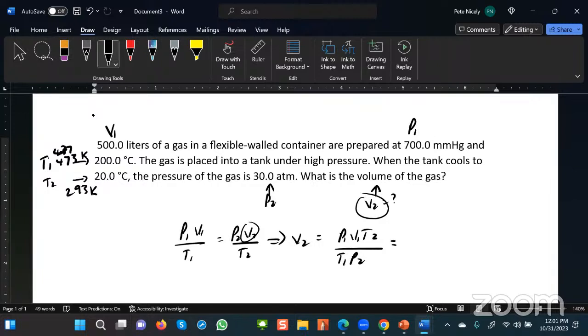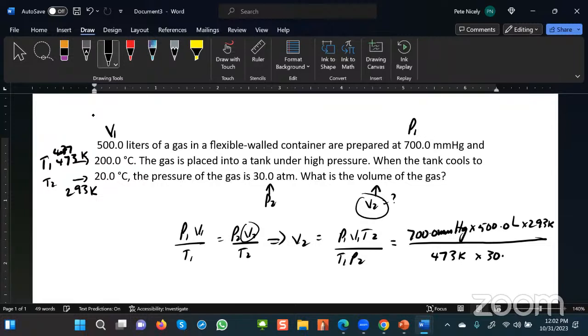So we put the numbers in. P1 is 700.0 millimeters mercury times V1, which is 500.0 liters times T2. What's T2? 293 Kelvin. And then we divide all of that by T1, which is 473 Kelvin, times P2, which is 30.0 atmospheres.